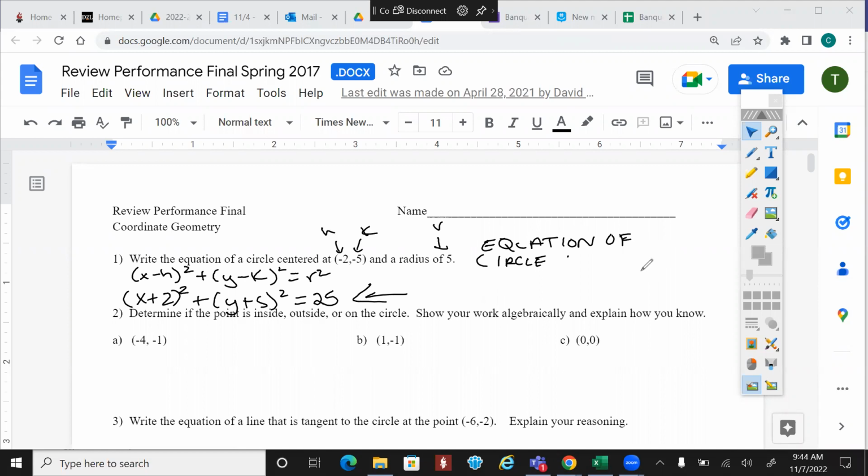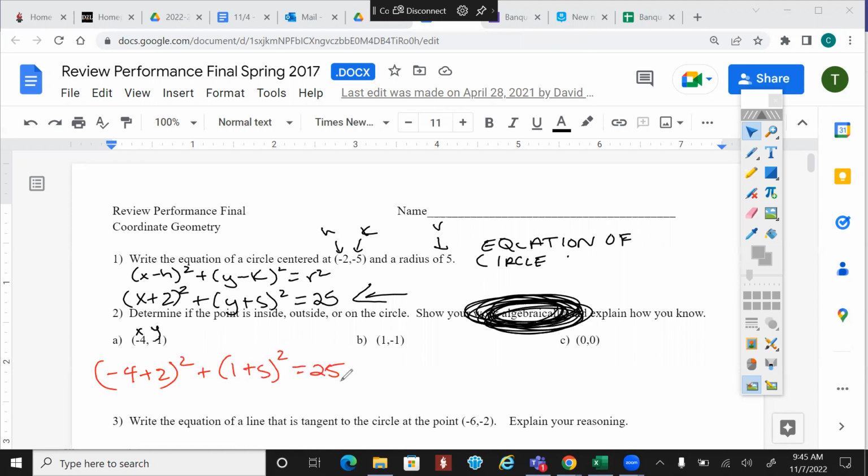Okay. Now, determine if the point is inside, outside, or on the circle. Show your work algebraically. That means that I have to show all of the steps. I'm not just going to say, hey, from Desmos. So what I'm going to do is take the equation that I have and substitute this in for x and y. I'm going to do it for this first one. So I'm going to have -4 plus 2 squared plus 1 plus 5 squared. And we're trying to see if that equals 25.